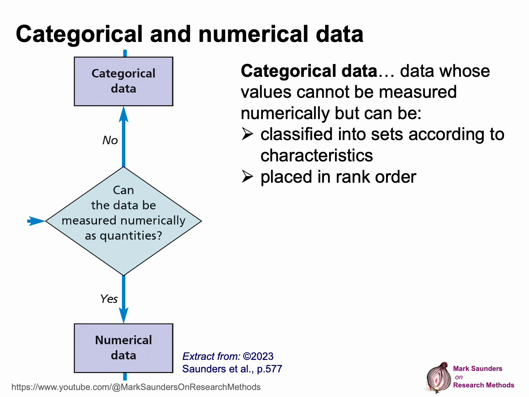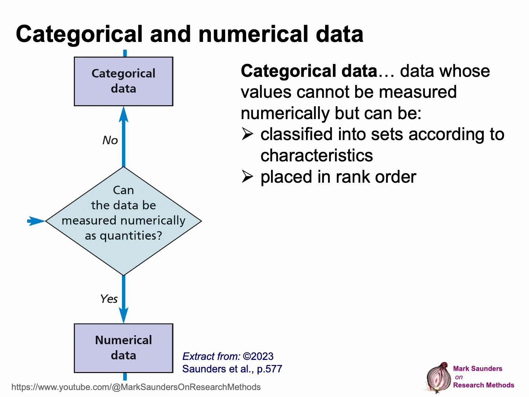Categorical data are data whose values cannot be measured numerically, but can either be classified into sets according to characteristics. So in other words, here we have data such as organisation, work group or department, or alternatively they can be placed in rank order, perhaps preference relatively of different sites for a new manufacturing plant.